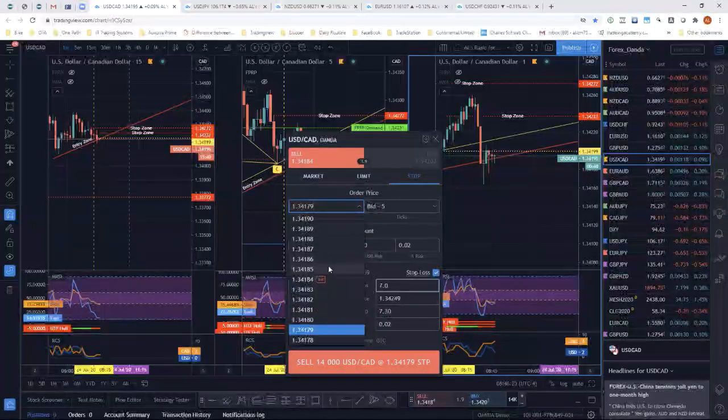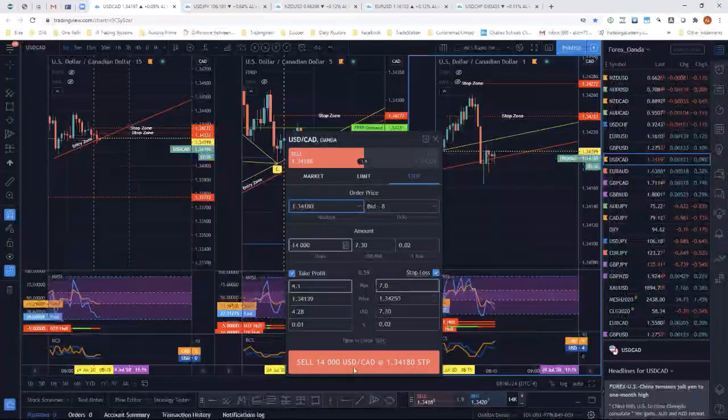Let's see, 34.18. Let's try and get it right about in here, right about where this dot, 34.18.6. That's close enough. I'll put a sell stop in.